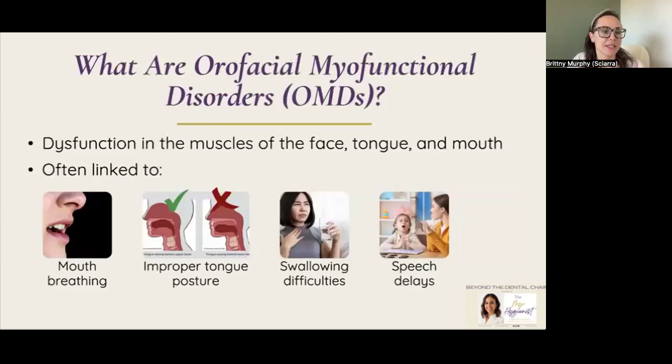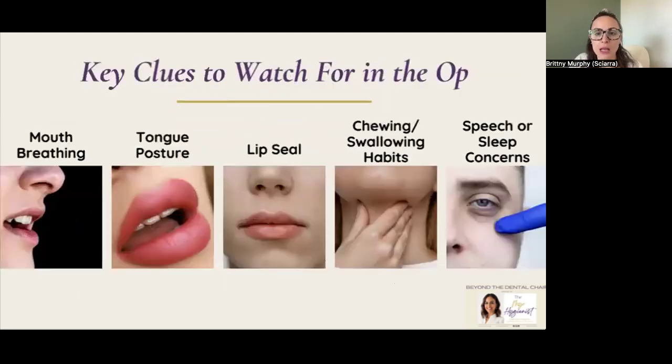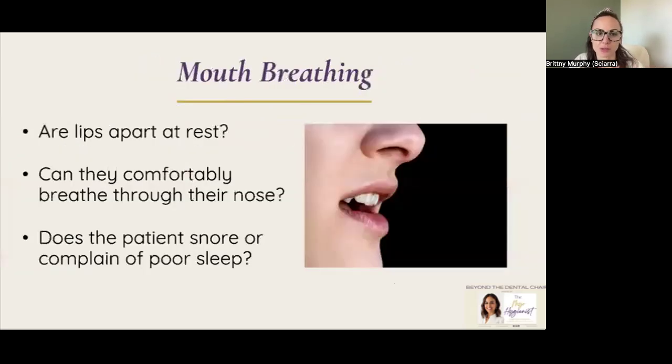So, what are OMDs? Essentially, dysfunction in the muscles of the face, the tongue, and the mouth. They're often linked to mouth breathing, improper tongue posture, swallowing difficulty, sometimes even speech delays, but not always because people learn to compensate. I want to talk about simple things that you can start observing literally today at your next appointment in the operatory. So, we're going to go through mouth breathing, tongue posture, lip seal, chewing and swallowing habits, and speech concerns or sleep concerns.